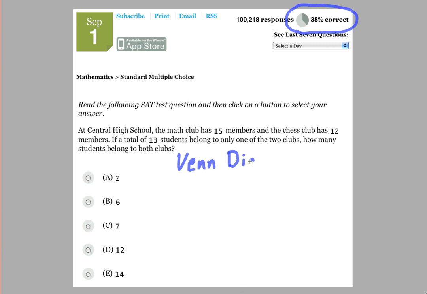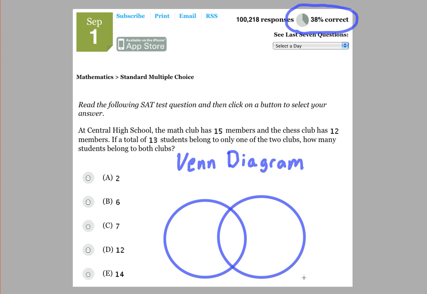If you're not sure what I mean by a Venn diagram, you'll probably know it when you see it. What I'm talking about is two overlapping circles. So let's go ahead and draw our overlapping circles here. Alright, here's circle number 1, and here is circle number 2. Alright, so let's go ahead and label our circles here.